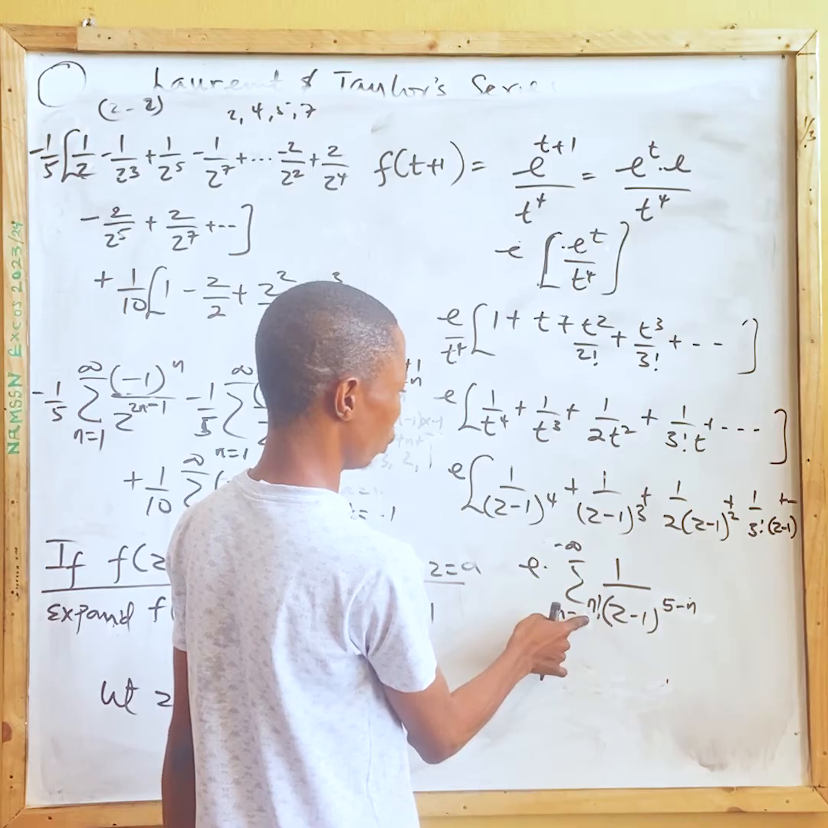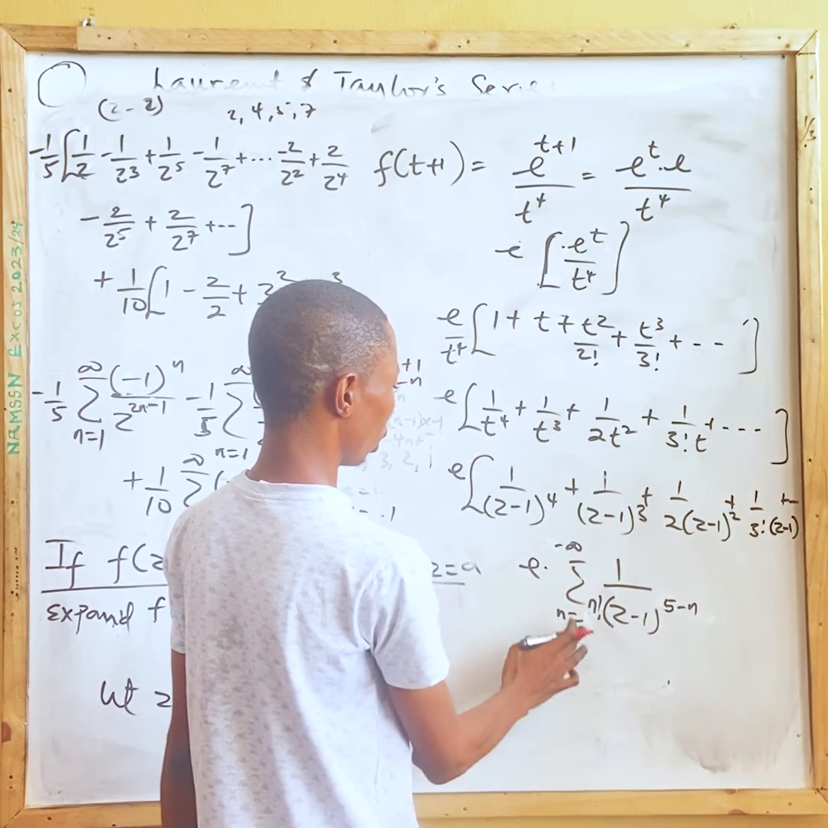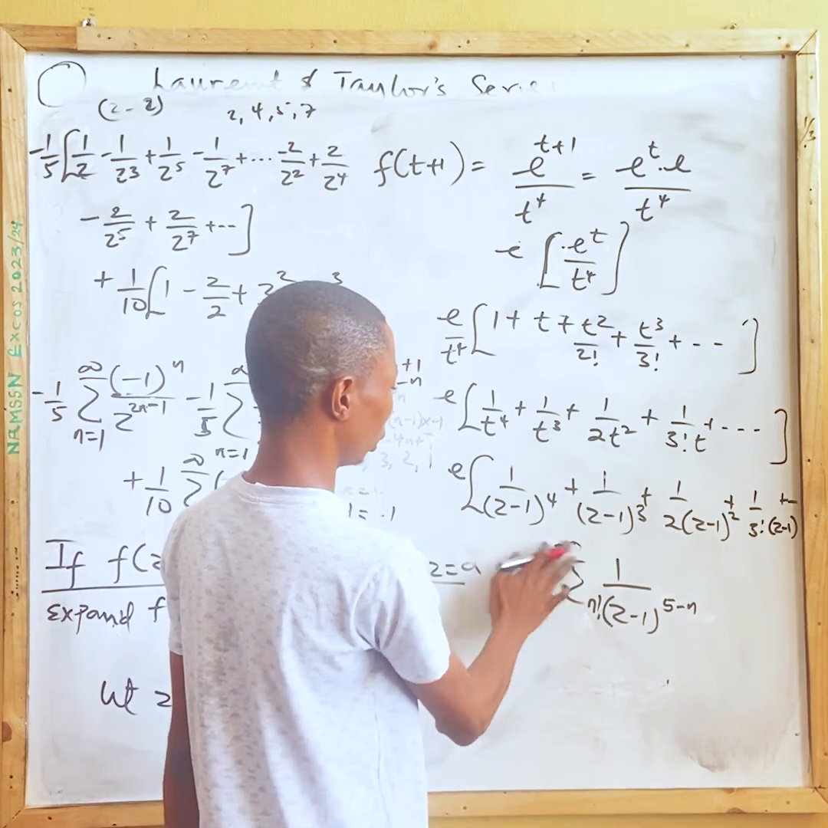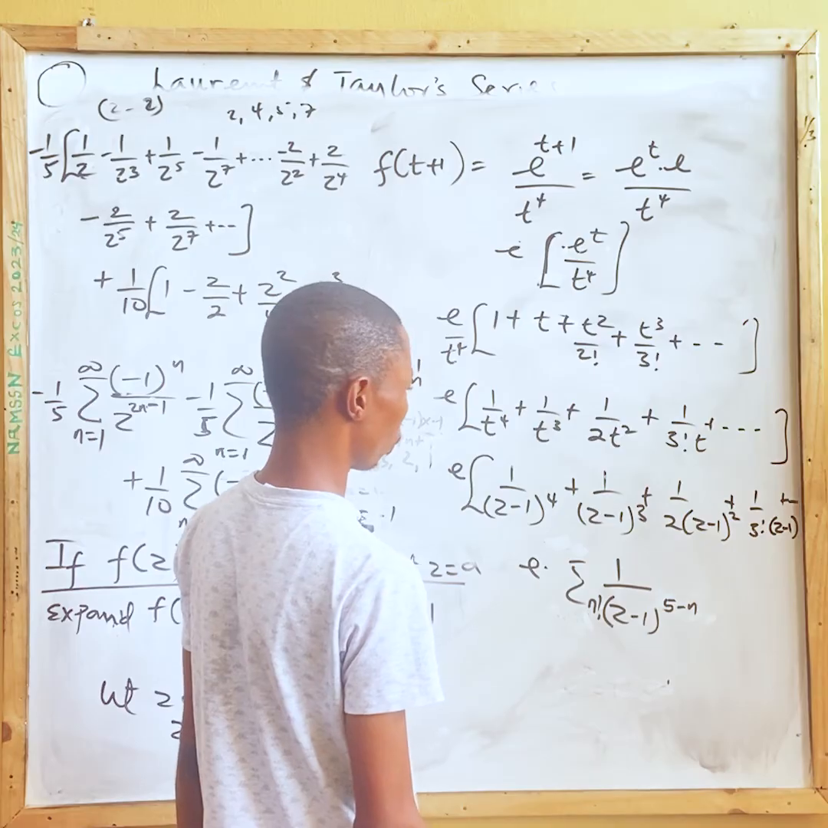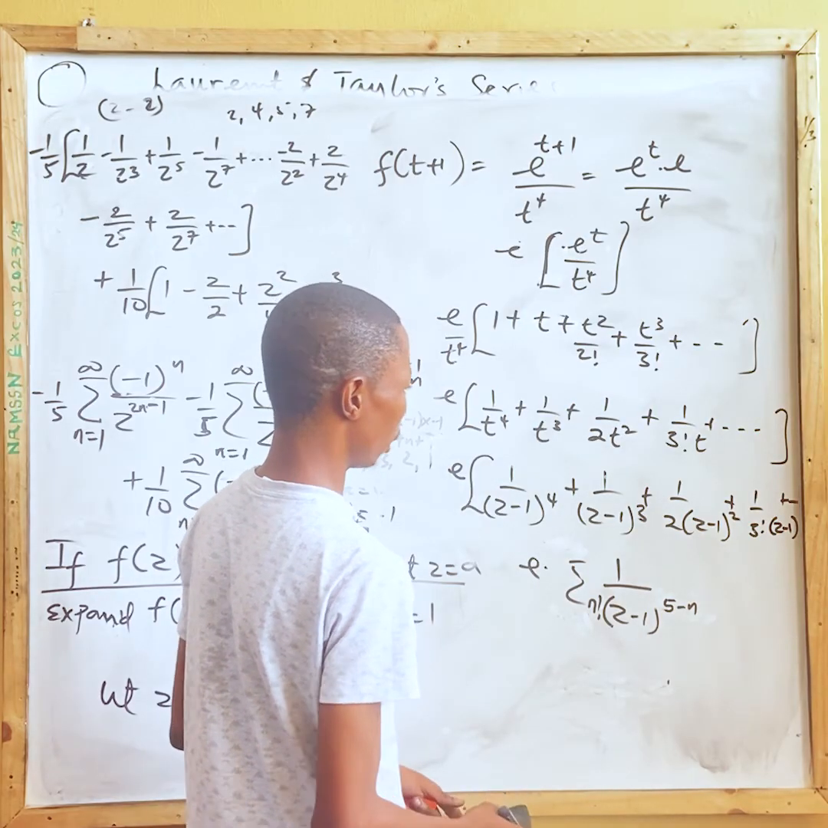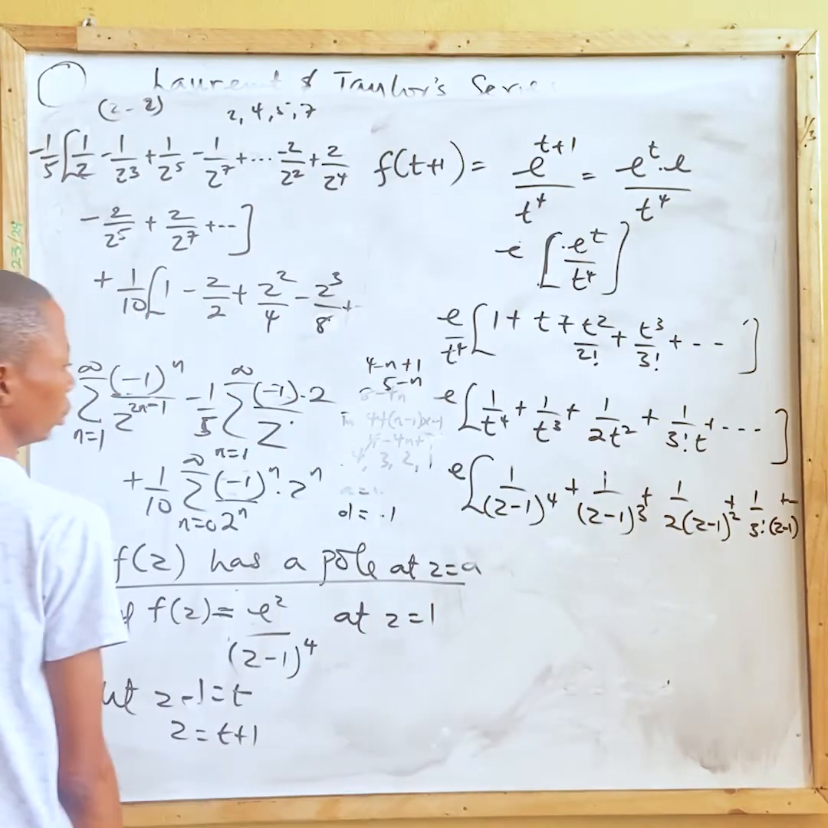Let's say n starts from 0. 5 minus 0. If n is 1, should I put it in a sum? Or this is divergent, this will be a diverging series. That is it.